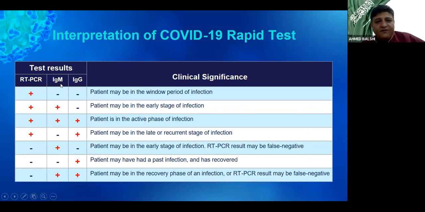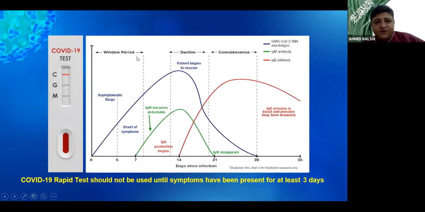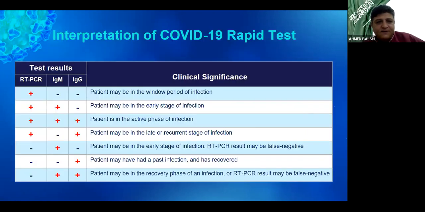When you have a rapid test with IgM and IgG both negative, but PCR positive, this is a patient in the window period, what we are talking about, this period. The patient has COVID-19, but it is not detected by the rapid test.